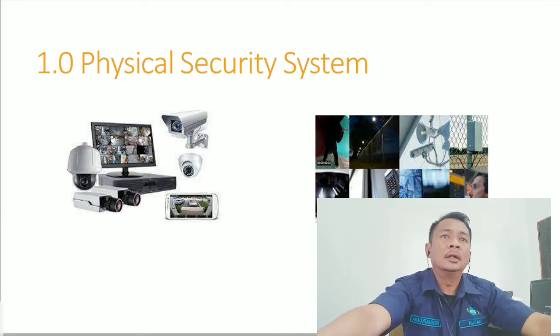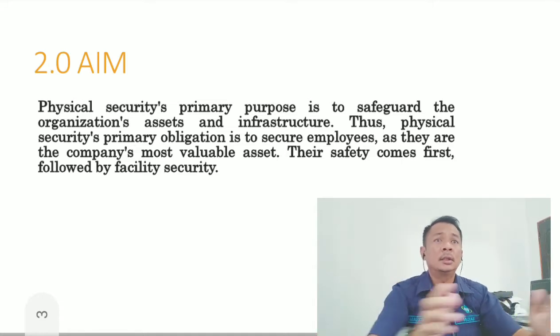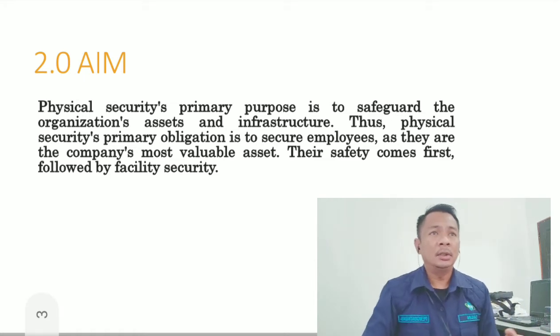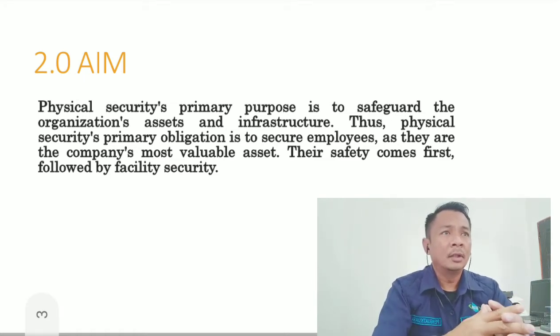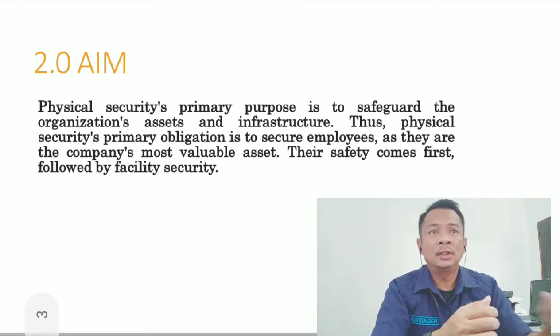Okay, and 2.0 Aim. The primary purpose of physical security is to protect the assets and infrastructure of an organization. Therefore, the primary obligation of physical security is to guarantee the safety of employees, as they are the company's most valuable asset. Their safety comes first, followed by the safety of the facility.